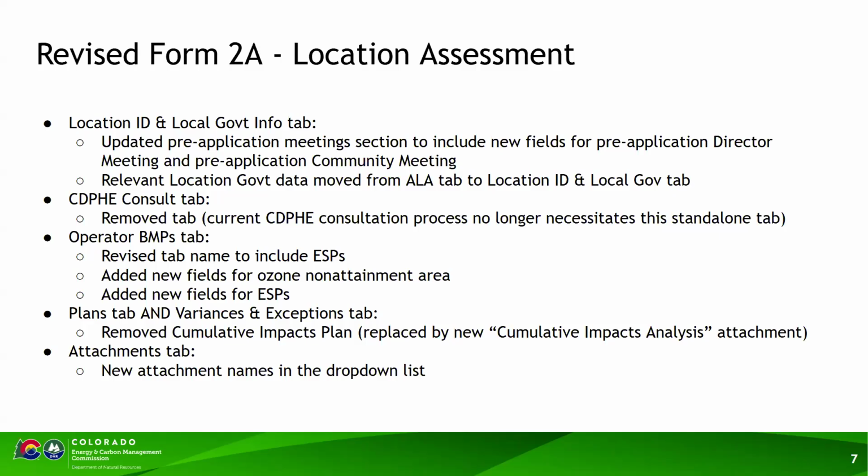On the Plans tab and the Variants and Exceptions tab, the Cumulative Impacts Plan upload and selection option was removed. As part of the new rules, this plan is not in the rules anymore, and it was wholesale replaced by the new cumulative impacts analysis. And this is an attachment, so this would be on the attachments tab, not in the plans section.